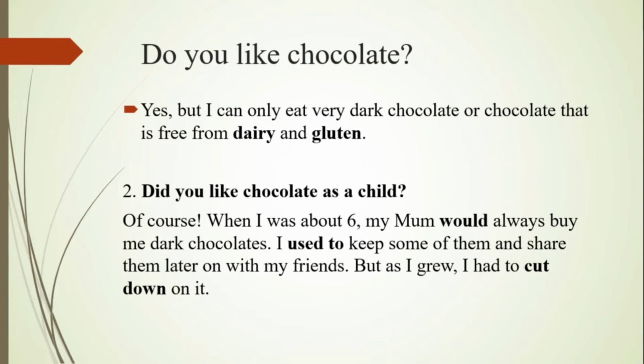So you can also say, no, I don't like chocolate. In fact, when I was 6 or 7 years old, my mom always bought me a lot of chocolate, but I found out that I didn't finish all of it because I wasn't used to eating sugary things, and I would give most of them to my friends or to my brothers or sisters. So in that way, you're trying to give extra information to back up your first sentence.